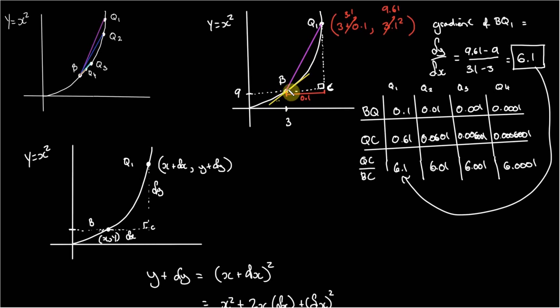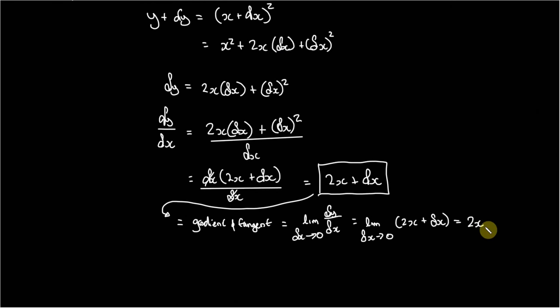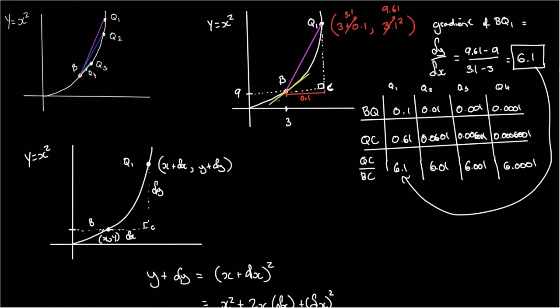So, if at the point B the x coordinate is 3, what if we plug in that x value into the formula that we just derived? 2x. Well, if x equals 3, 2 times 3 is 6. And what was the gradient at the point B that we found in the second video, at the tangent line at B? Well, we found that it was tending to 6. And that is no coincidence. That is in no way a coincidence.